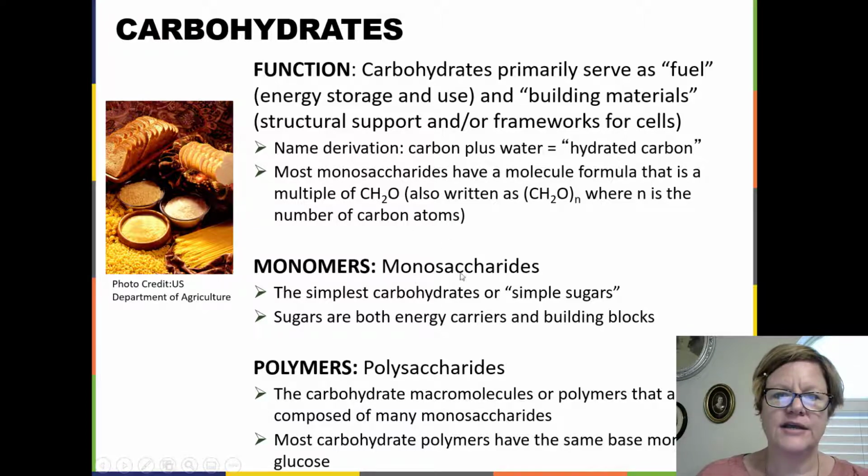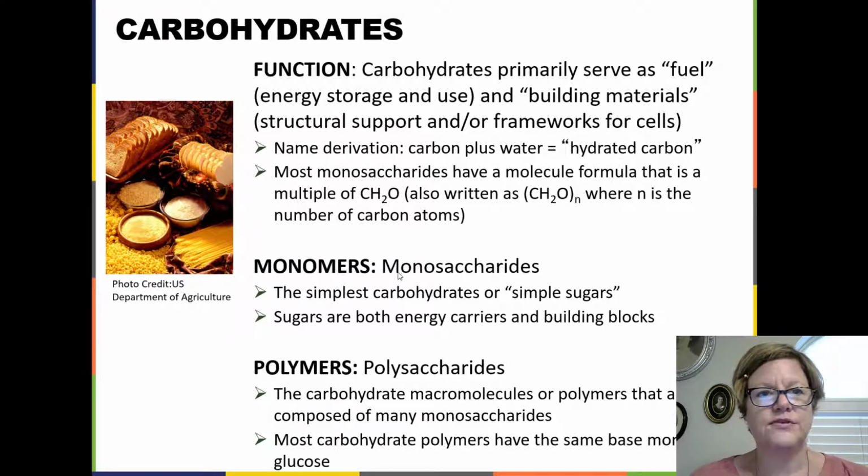All right, so monosaccharides, those are the monomers for this particular category. Each category, carbohydrates, proteins, and nucleic acids, will have monomers. Lipids don't have monomers, but the other groups do. In this case, the monomers for the carbohydrate category are called monosaccharides. Mono means 1, saccharide means sugars. So these are single sugars.